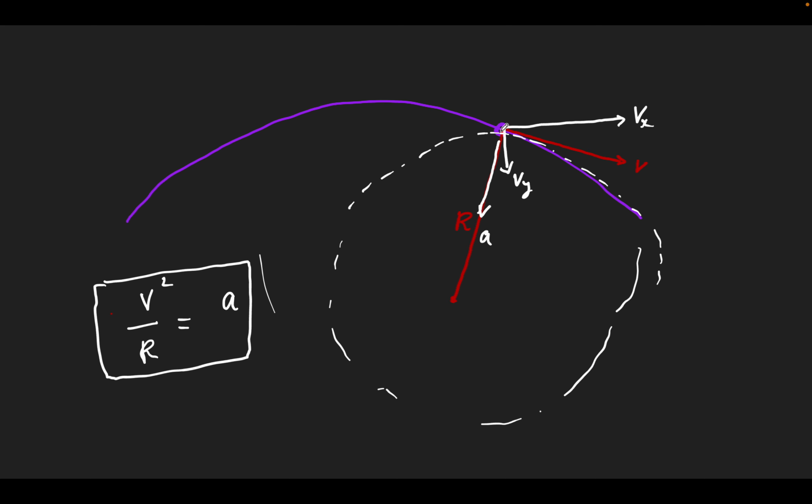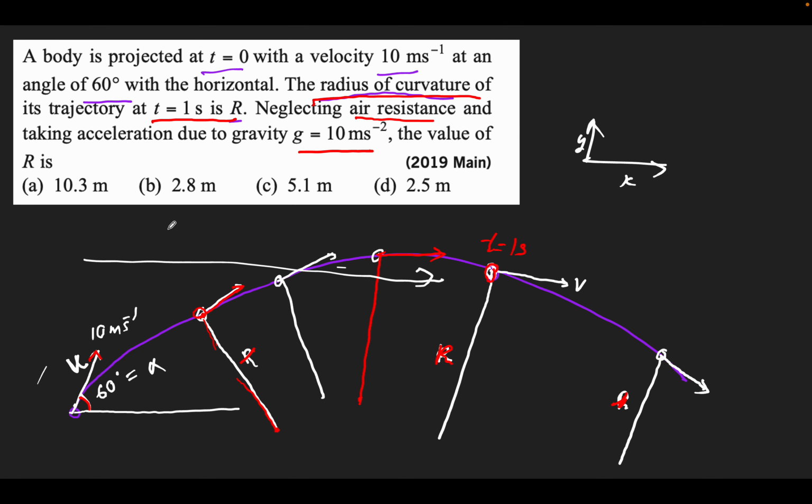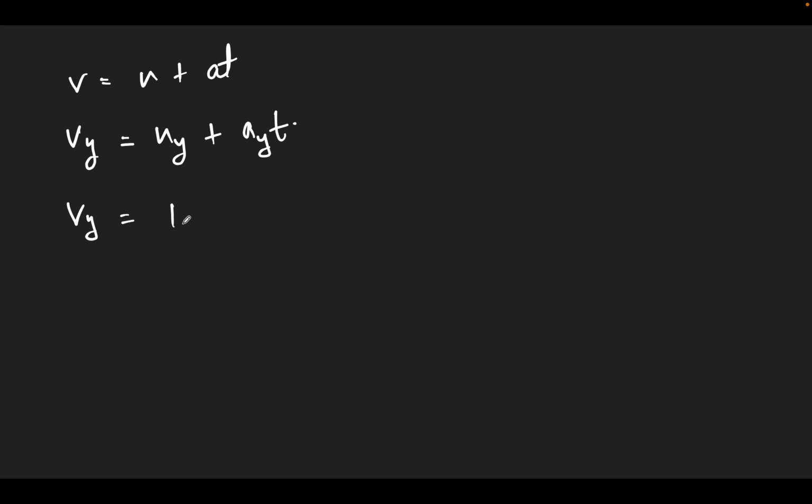Next, I need to determine Vy. What is Vy? Vy is the velocity at this point in the vertical direction. So let me again apply the same equation, V equal to u plus at, for the y direction. Vy is equal to uy plus ay into t. What is uy? It is 10 sine 60, in this direction. So it must be 10 sine 60 plus ay into t.